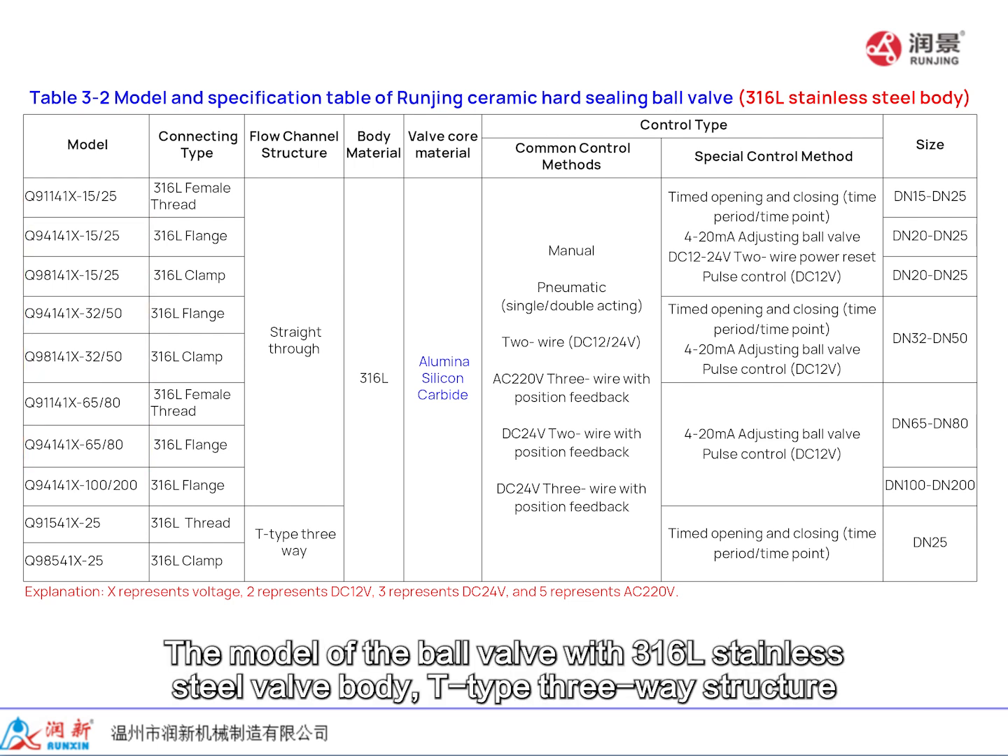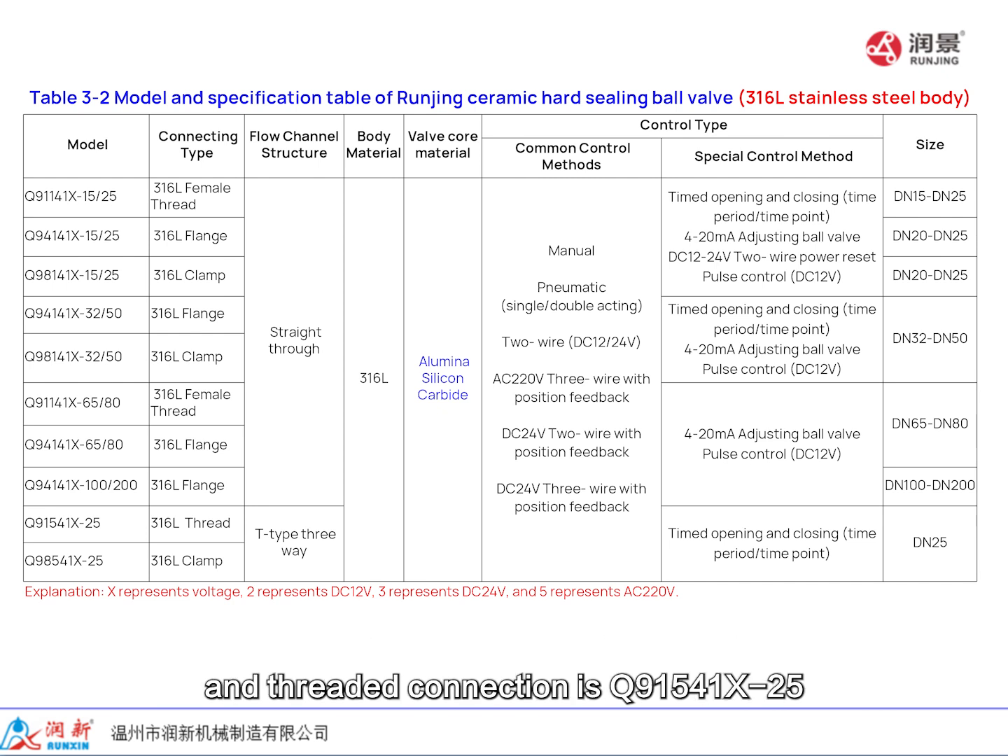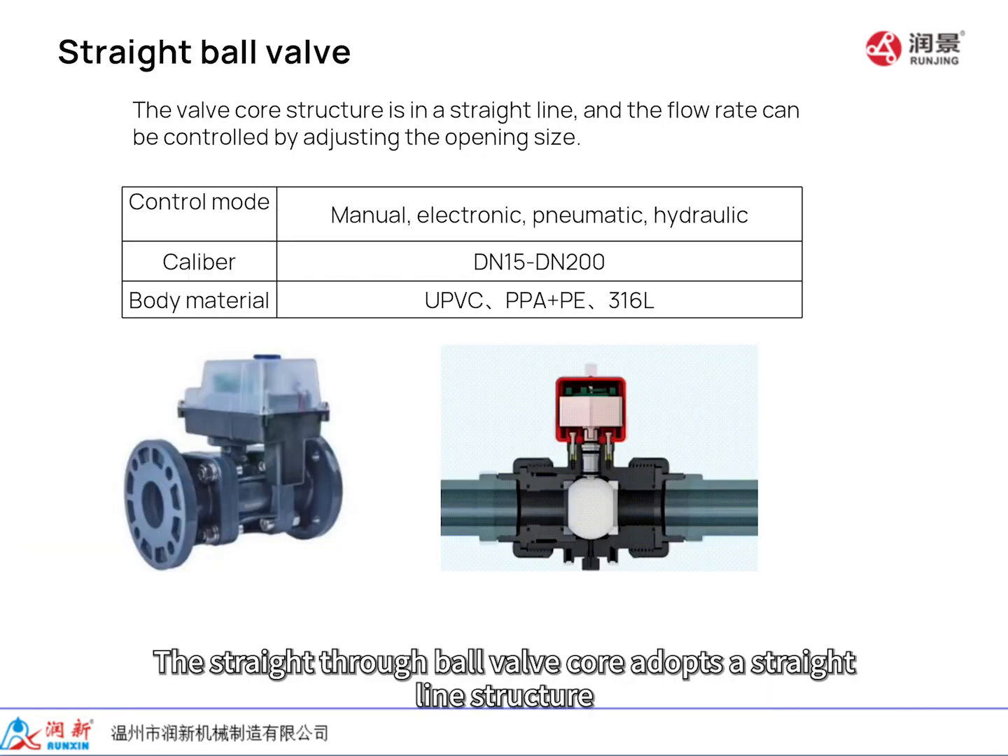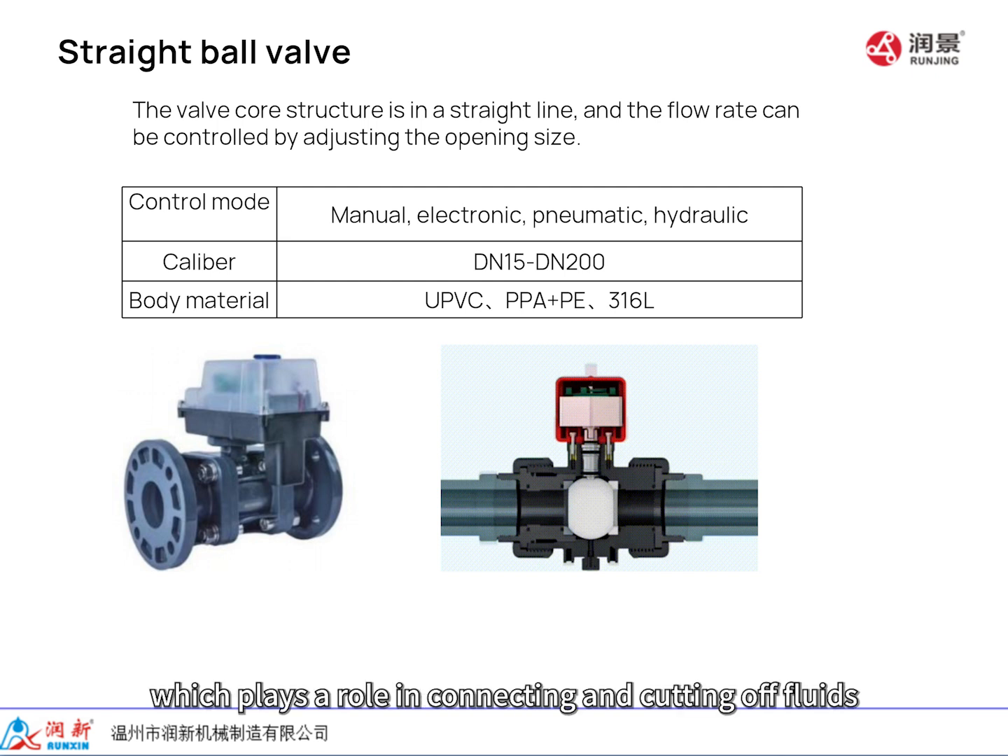The model of the ball valve with 316L stainless steel valve body, T-type 3-way structure, and threaded connection is Q91541X25. Optional clamp connection. The straight-through ball valve core adopts a straight-line structure, which plays a role in connecting and cutting off fluids, or controlling flow by adjusting the opening degree. We have a range of DN15 to DN200 diameters to choose from.